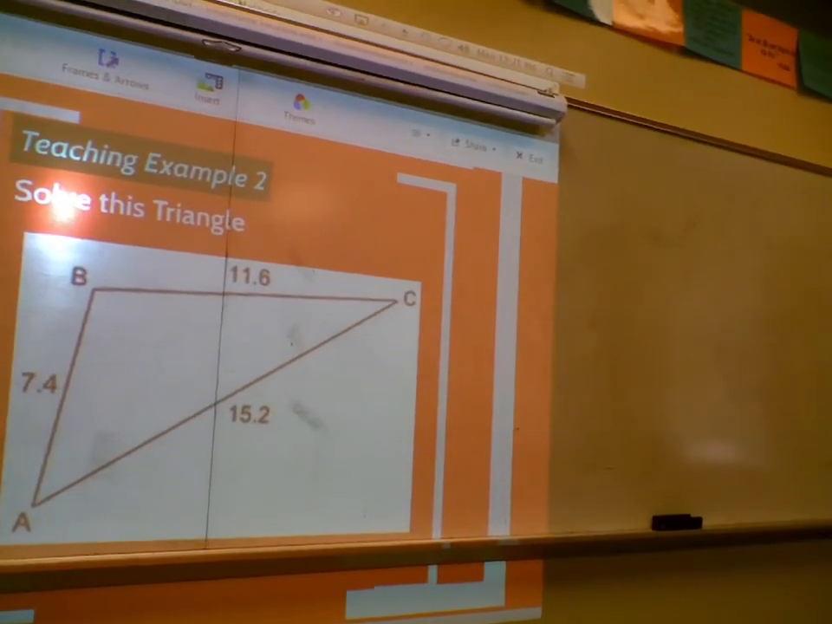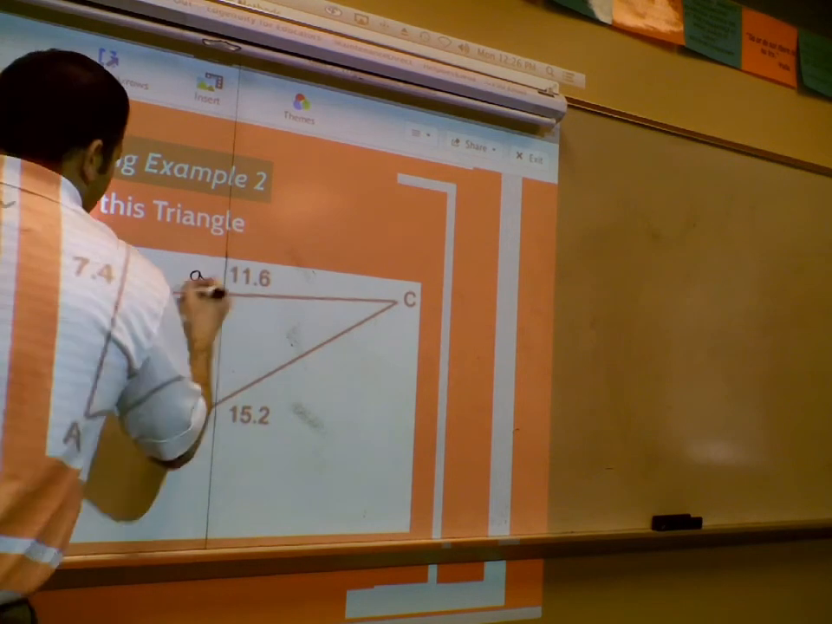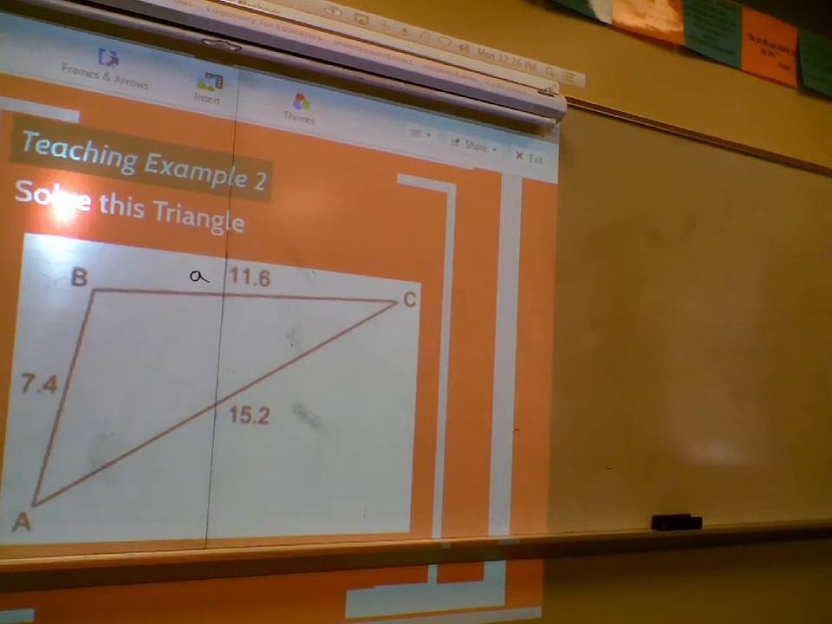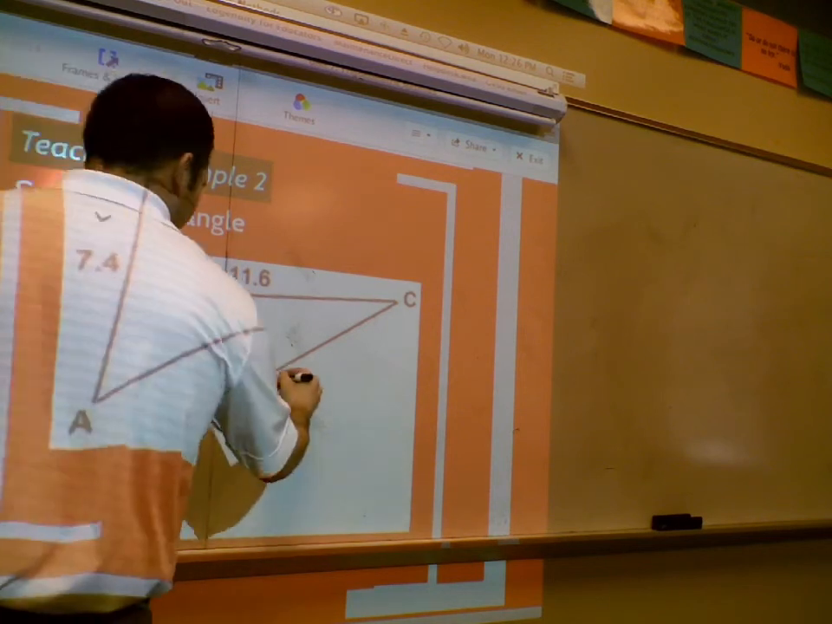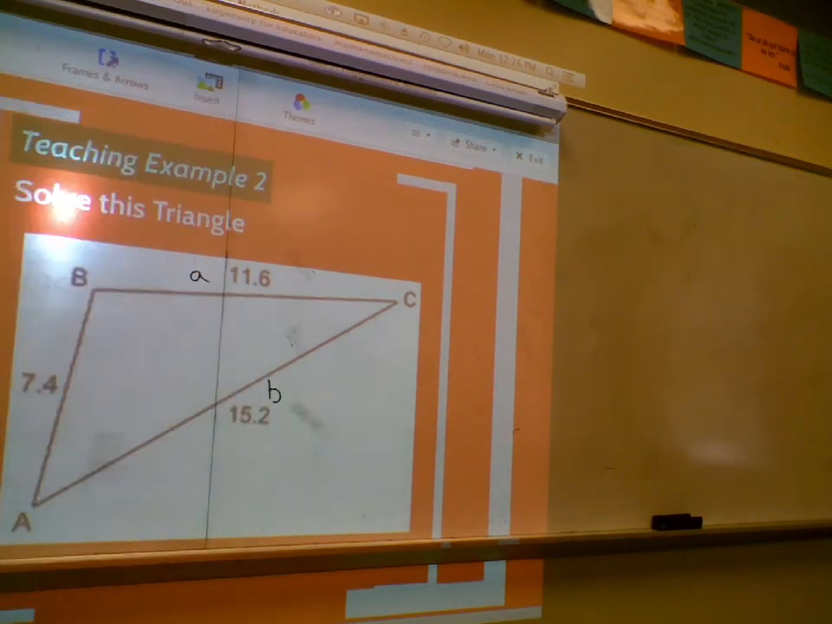Here's our triangle. Which side is A? 11.6. Which side is B? 15.2. Which side is C? 7.4. They want me to solve this triangle, so I can really just pick an angle to start with.